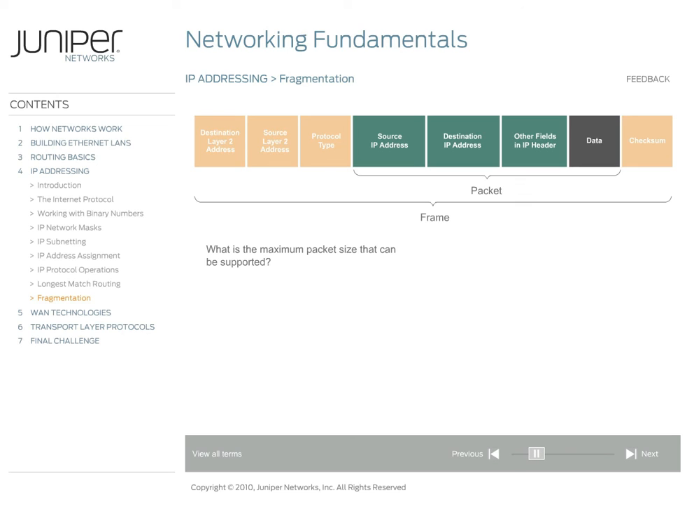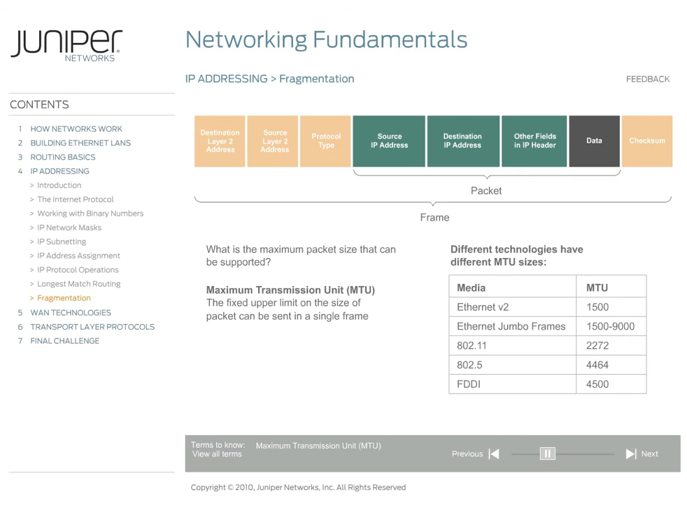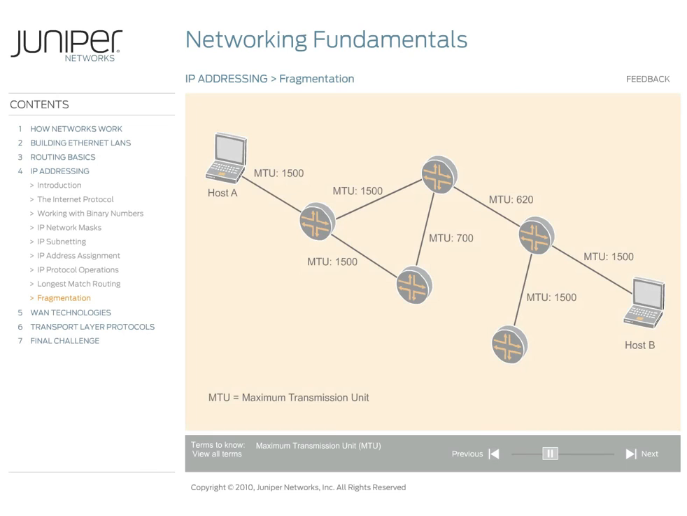As we've seen, different Layer 2 technologies have different frame formats. Each data link technology, such as Ethernet or FDDI, has a fixed upper limit on the size of a packet that can be sent in a single frame. This limit is known as the Maximum Transmission Unit, or MTU. Different data link technologies have different MTU sizes. So what happens when a router receives an IP packet that is larger than the next Layer 2 MTU?